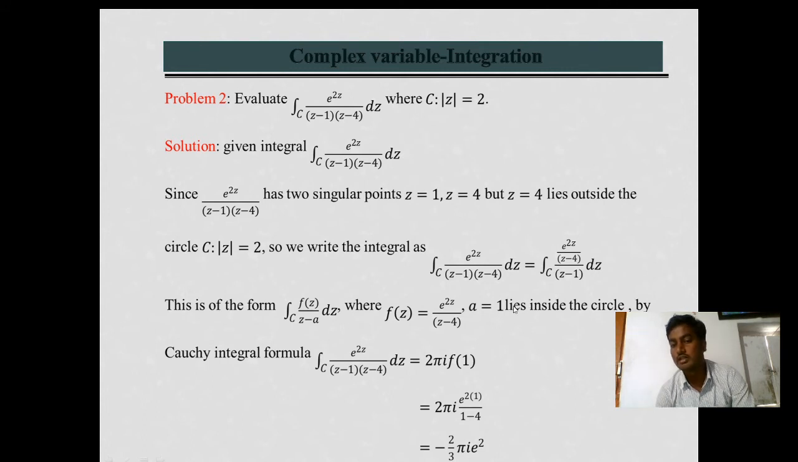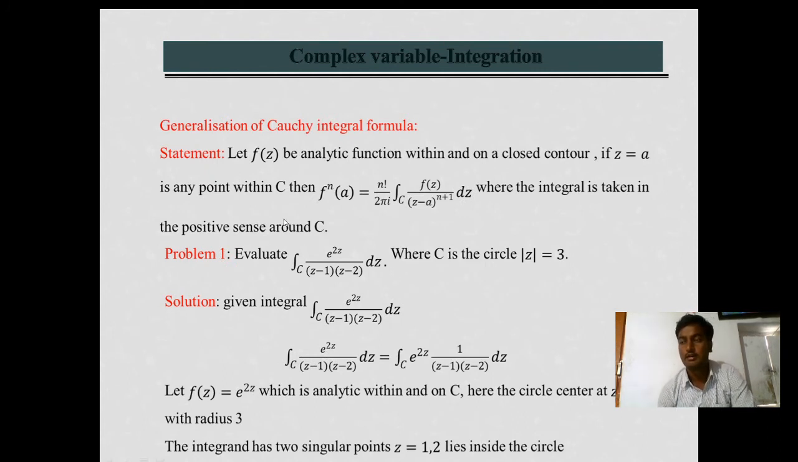So see, z equal to 1 is a singular point which lies inside the circle. When a point lies inside the circle, you have to use the Cauchy integral formula. If there is no singular point inside the region, we have to use the Cauchy integral theorem. If there is a point inside, you have to use the Cauchy integral formula, which is integral of f of z dz equals 2 pi i f of a. Here a is nothing but 1, so f of 1. f of z is e power 2z by z minus 4. Now we substitute e power 2 into 1 by 1 minus 4. It is minus 2 by 3 pi i e square. Right?